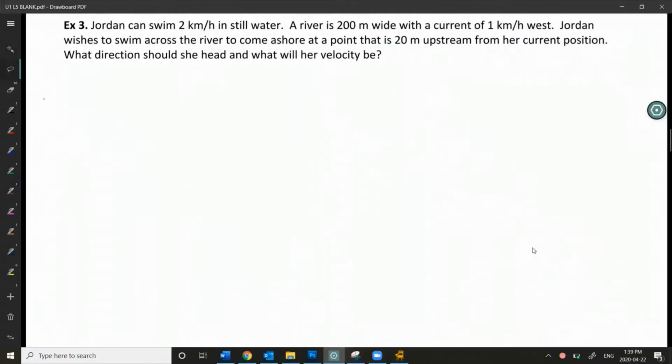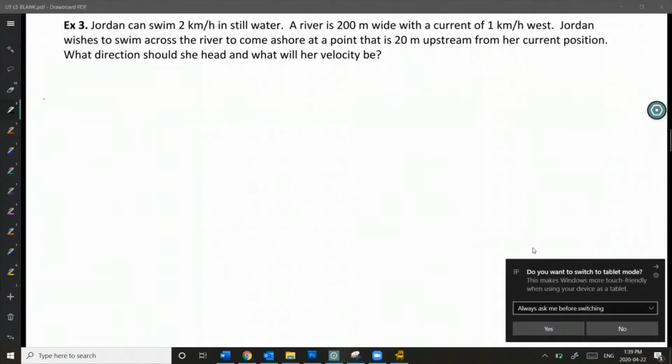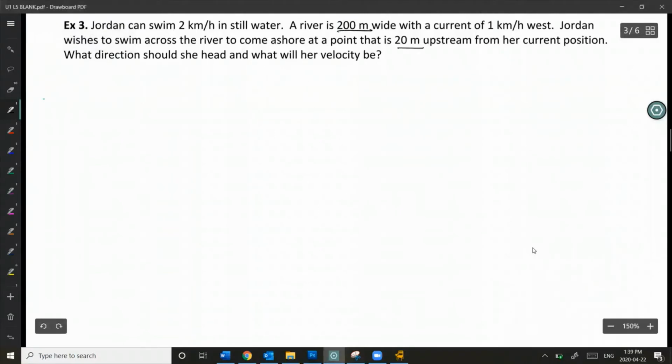Let's take a look at a velocity example involving swimming. So for these types of questions, if you're given information about the distances and then also about the velocities, it can be helpful to actually draw two different diagrams. So what I'm going to do with this question, we're given information about how Jordan can swim in still water, that's 2 kilometers per hour. We're told that the river is 200 meters wide, and we're given information about the current and where our swimmer wants to end up. So let's just take a look at our distance information here.